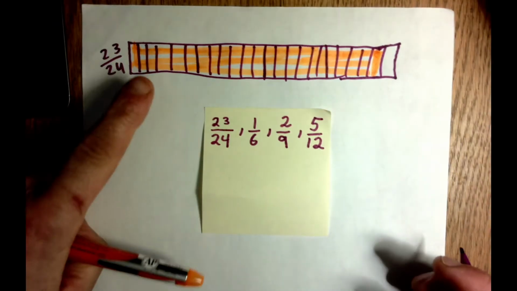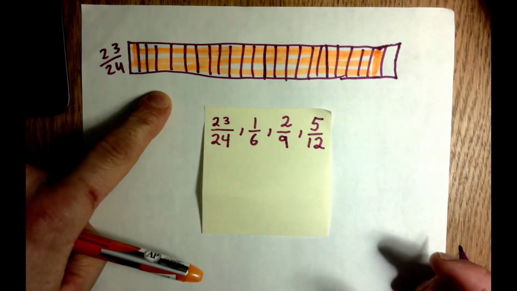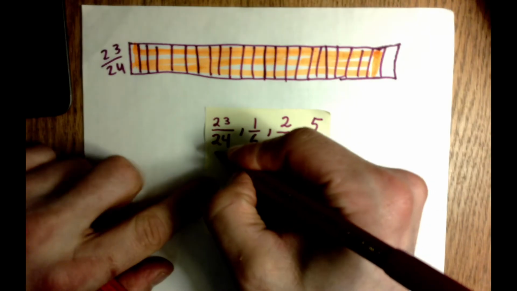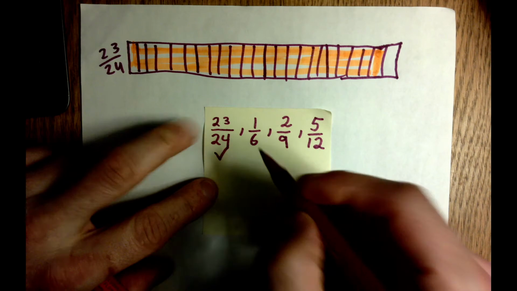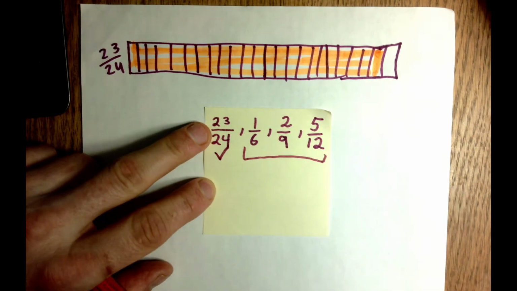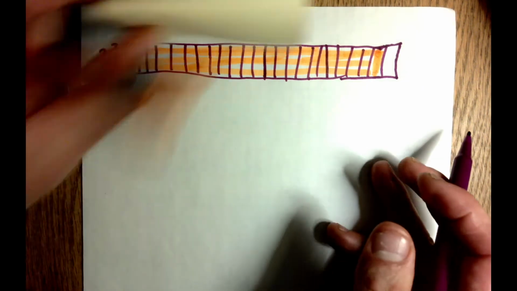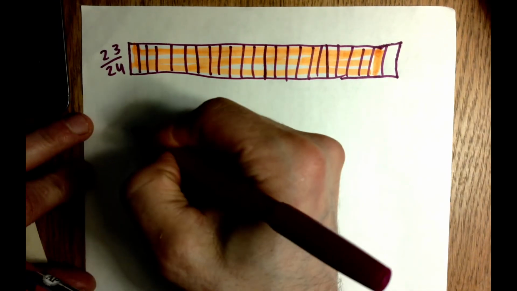Now, if you're doing this at home, you probably don't actually need to draw this one out. You don't need to spend the time. I just want to show you how close it is to one whole. I think we understand this fraction pretty well. We can focus on these other 3 right here. So I'm going to go ahead and draw 3 bars right by each other, 3 fraction bars. Here they are.